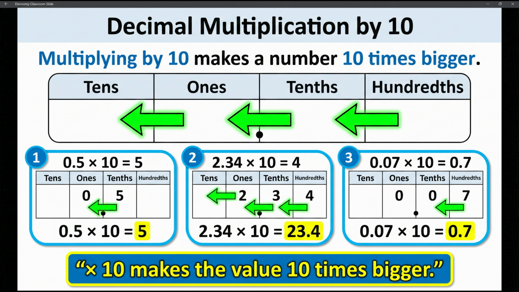Decimal multiplication by 10. Multiplying by 10 makes a number 10 times bigger. Each digit moves to a place with 10 times more value. Tenths become ones. Ones become tens. Tens become hundreds. For example, 0.5 times 10 equals 5. 2.34 times 10 equals 23.4. 0.07 times 10 equals 0.7. So, multiplying by 10 shifts the digits one place to the left in value.